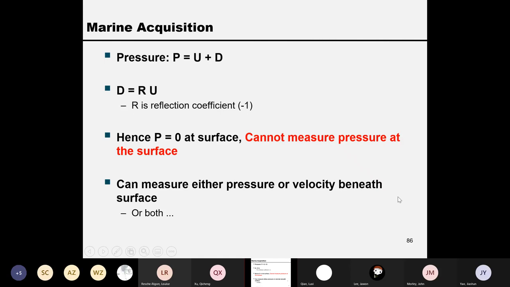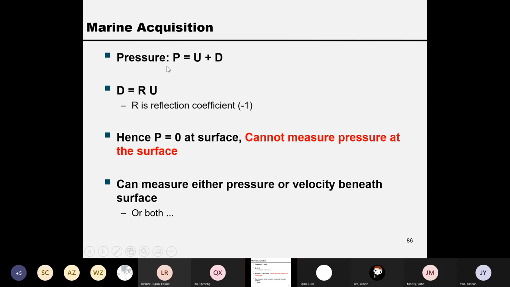In the marine environment, because in the water layer the shear modulus of water is 0, we cannot record the particle velocity.